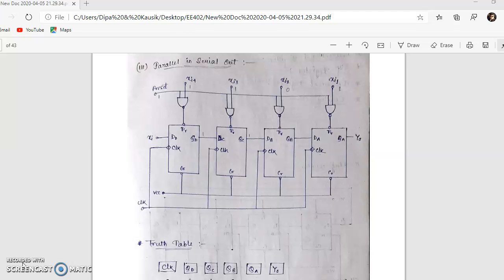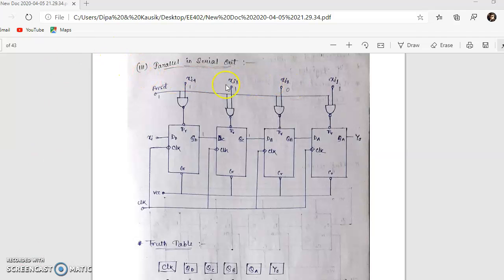In this register, we enter the data in parallel fashion, but we get the output in serial fashion. That means when we enter the data in parallel fashion, this time the clock pulse is not necessary. But when we get the output in serial fashion, this time the clock pulse is necessary.